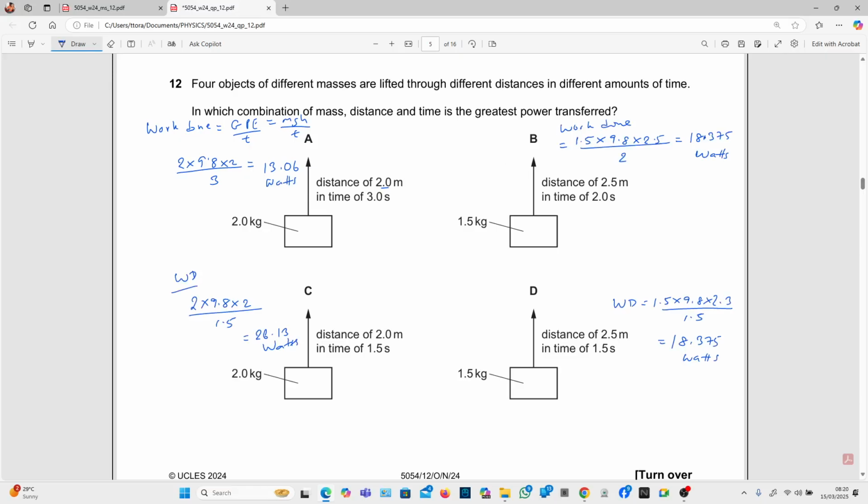In the same way, we're going to do all of them. So it turns out that the answer is going to be C, because that's the greatest power here, 26.13 watts. Compared to the other ones, the least is this one, which is 8.06, and yes, the answer is then C.